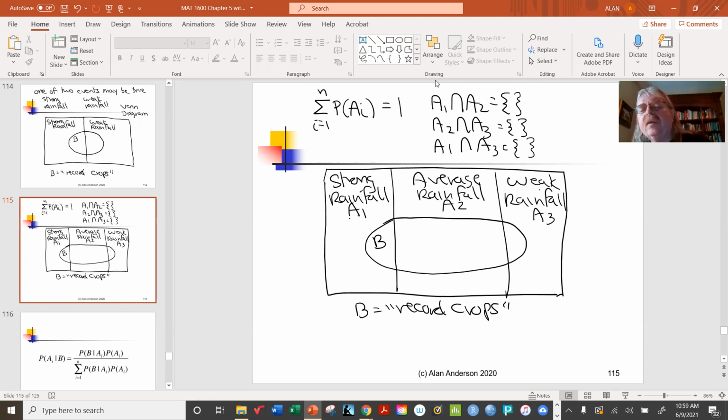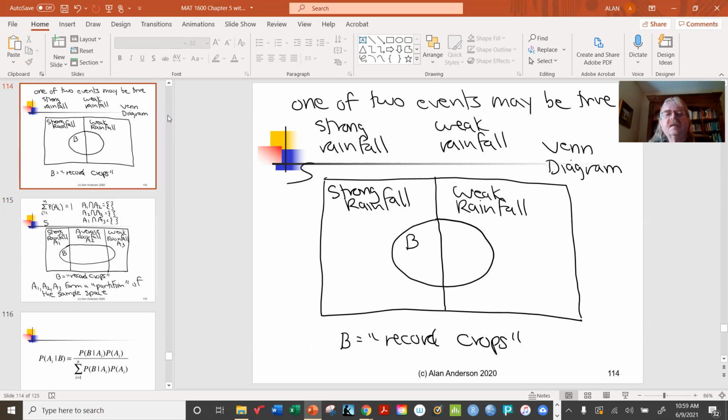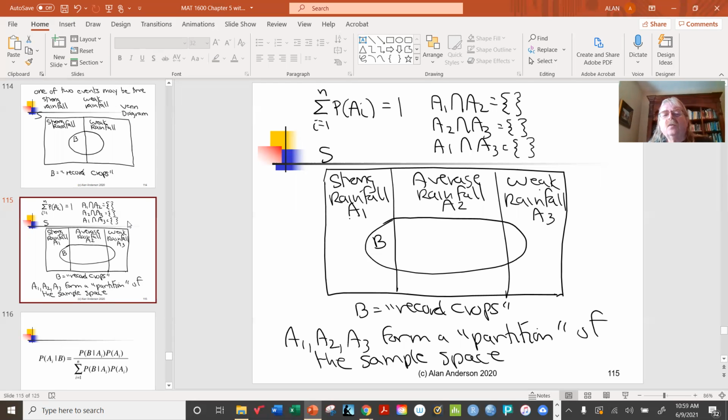So this should remind you of how we defined complements, but this is a more general idea. So we will say that A1, A2, and A3 form what we will call a partition of, now this box, by the way, represents the sample space for this experiment. So I'll put a little S up here to remind you. So we break up the sample space into these three pieces, or up here, it's two pieces. And we can have four or five or six or whatever, but there's only one event that overlaps with all three of these. This B is sometimes called the conditioning event.